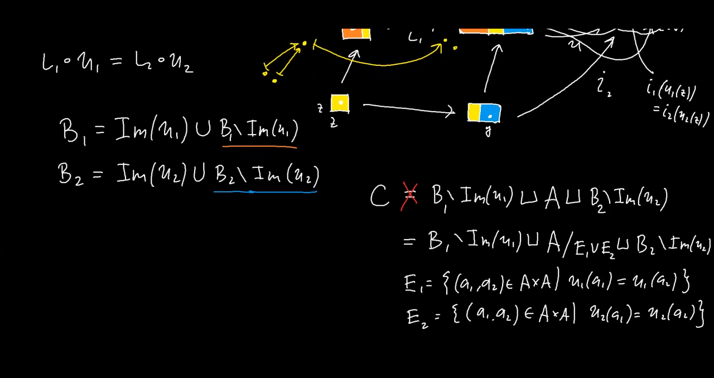Okay, so let's draw a simple finite model of this construction. So let's say our set A consists of, let's say, 9 points. And let's draw in the equivalence relations E1 and E2. So maybe the equivalence relation E1 should be like this.